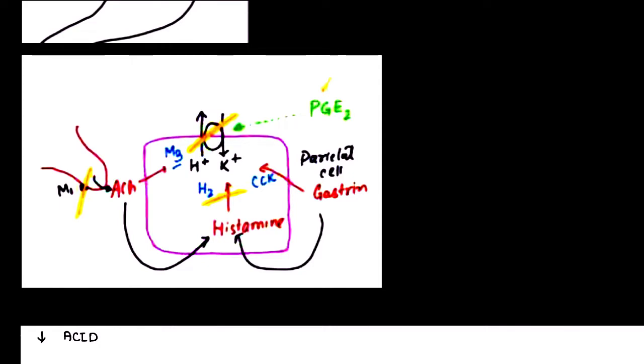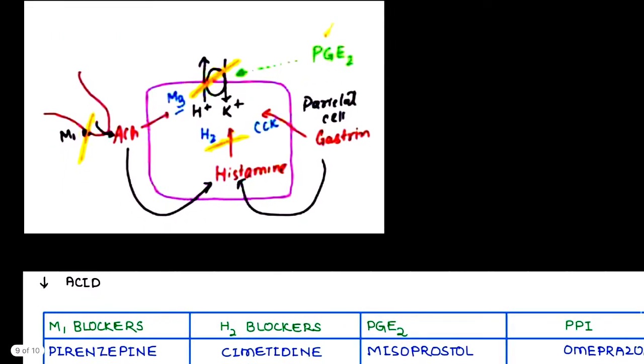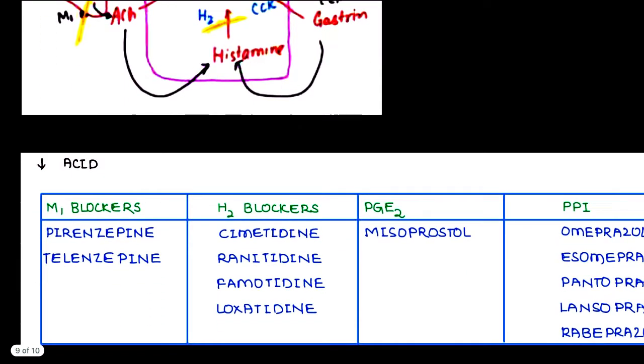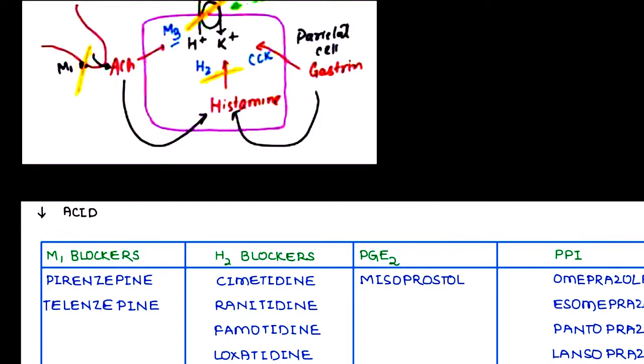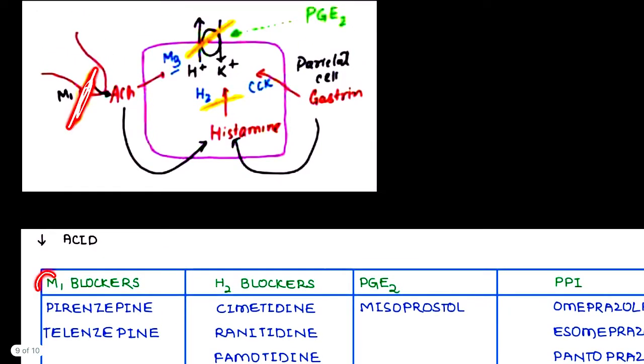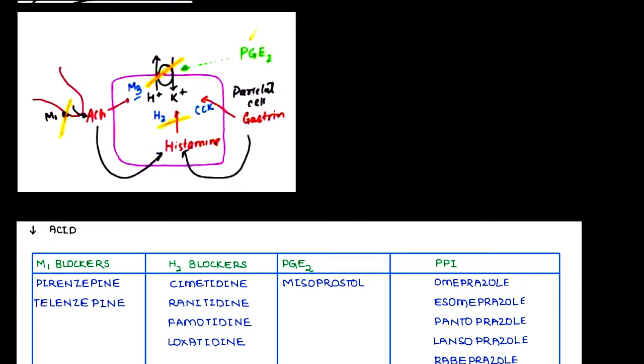So the drugs that are responsible for decreasing HCl, how we are going to decrease the production of acid or HCl, is that we are going to block these M1 receptors initially. That means one is M1 blocker, similarly another is H2 blocker, similarly another is PGE2, not blocker but stimulator, prostaglandin E2, and another is the proton pump inhibitor itself. That means we can directly inhibit this proton pump also.